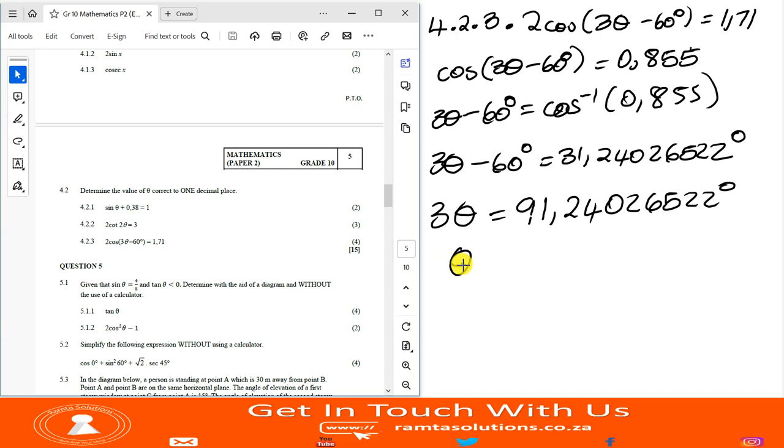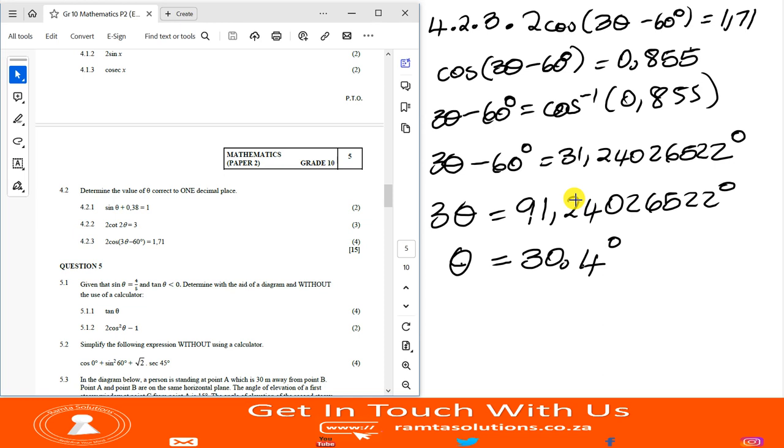We are not looking for 3 theta. We are looking for theta. We divide by 3. When we divide by 3, what is our answer? Our answer is 30.4 degrees.